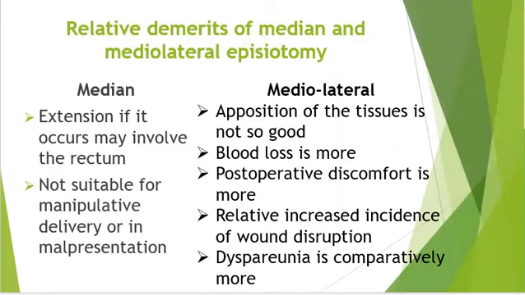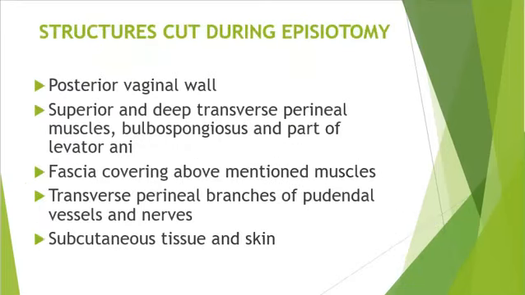However, the most common episiotomy which is being used is a mediolateral episiotomy. So what are the structures which are cut during episiotomy? We should know about them. These are the posterior vaginal wall, superior and deep transverse perineal muscles, and bulbospongiosus, part of the levator ani. Fascia covering these muscles, transverse perineal branches of the pudendal vessels and nerve, and subcutaneous tissue and skin. We are going from inside to out in this.